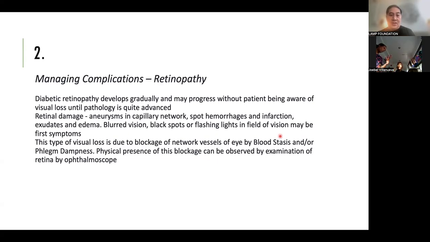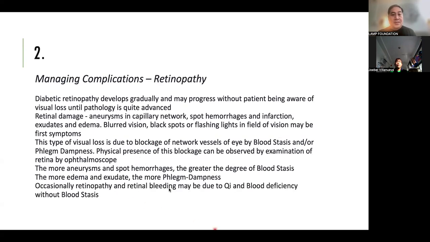This type of visual loss is due to blockage of the network of vessels in the eye caused by blood stasis and or phlegm dampness. The physical presence can be observed by examining the retina using the ophthalmoscope. So the more aneurysm and spot hemorrhages, the greater the degree of blood stasis. And the more edema and exudate, the more phlegm and dampness.